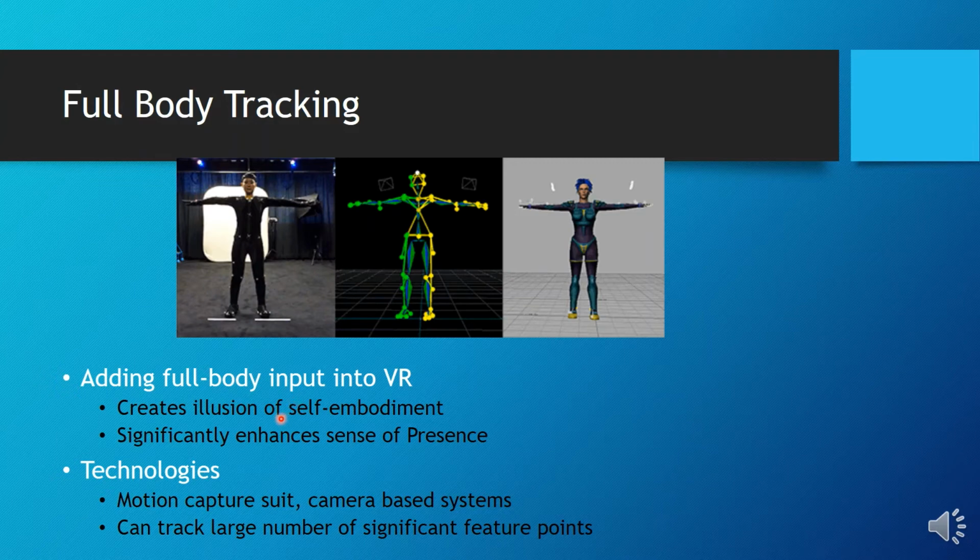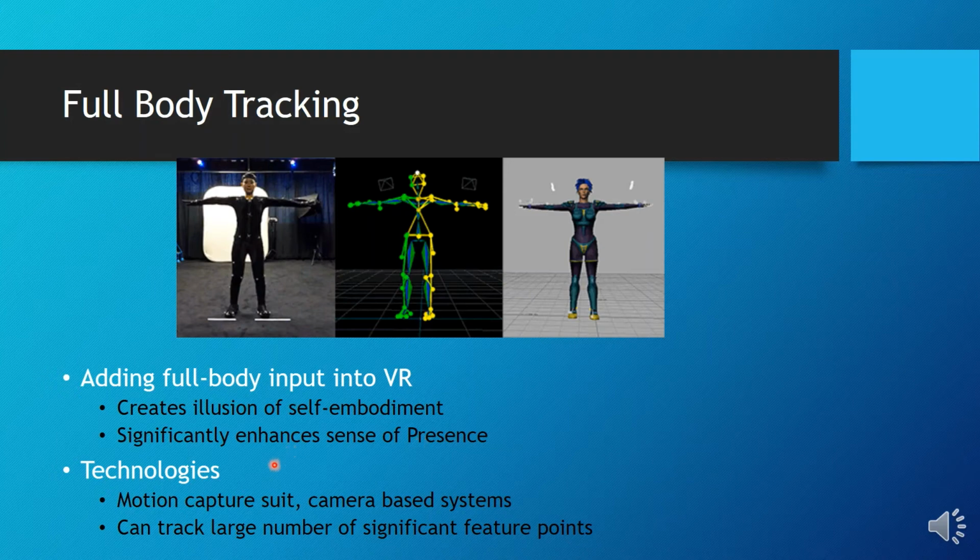By using this full body tracking, it can create the illusion of self-embodiment. Self-embodiment here means that you can represent yourself in the virtual environment. When you wear this kind of suit, you will feel that you are really in that virtual world, with your full body involved. And of course, by having this self-embodiment, it can significantly enhance the sense of presence, the sense of being there in the virtual world.